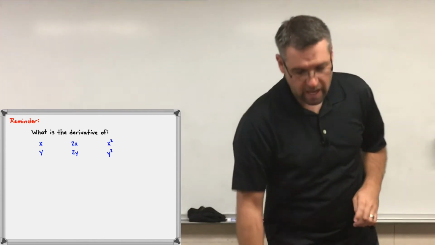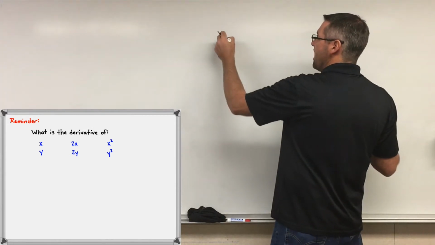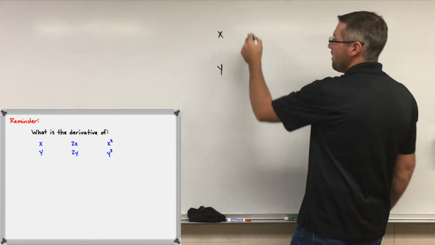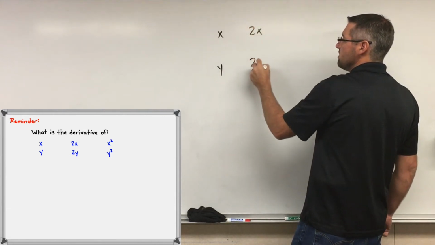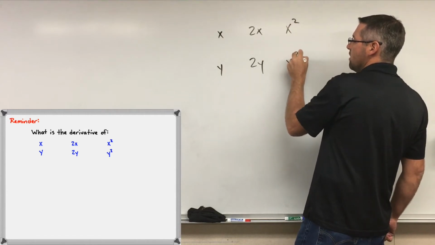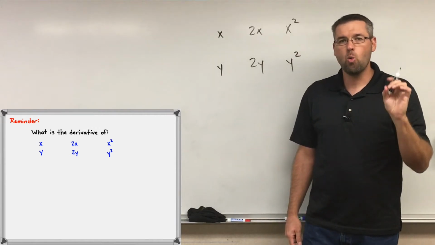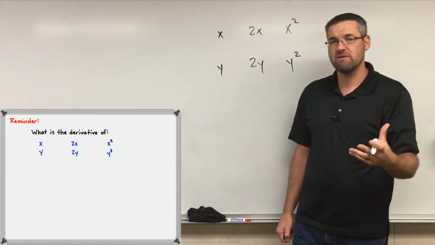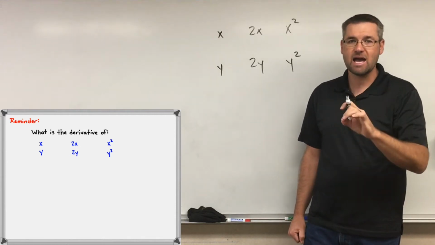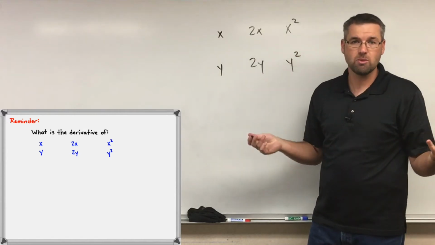Okay, so if I were to ask you what is the derivative of each of these things, what's the derivative of x versus the derivative of y? What's the derivative of 2x versus the derivative of 2y? Or the derivative of x squared versus the derivative of y squared. Well, here's the thing. You would have to know what variable you're taking the derivative in respect to. Normally, we take the derivative in respect to x, which implies x is the variable, and then y normally is the function.